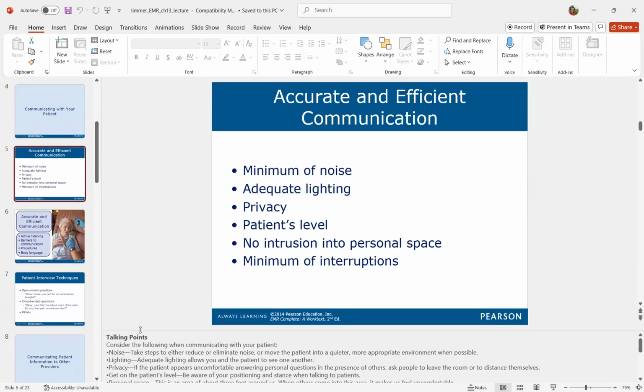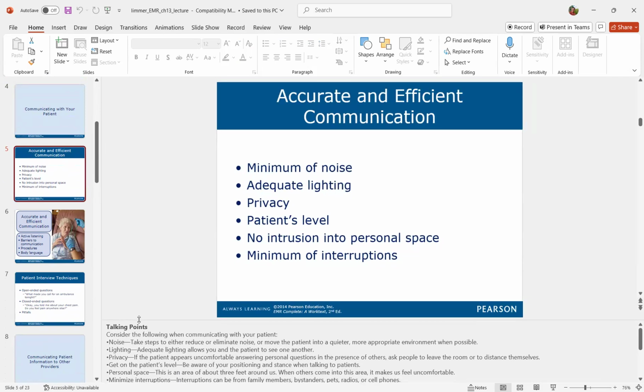So considering some of the following: noise. We want to minimize noise. So take steps to either reduce or eliminate noise or move patients into a quieter spot, more appropriate environment. If they have their radio blaring or their TV blaring, we can shut that off or have a family member shut that off so we can communicate with our patient effectively.